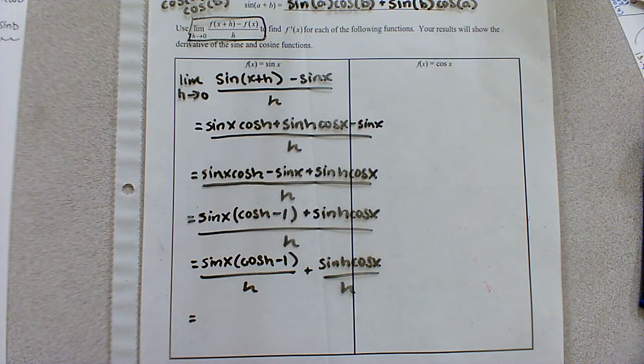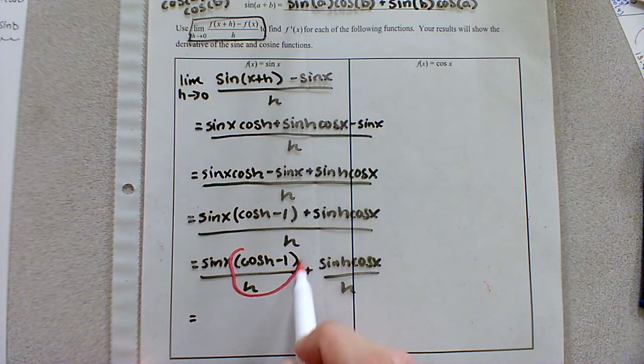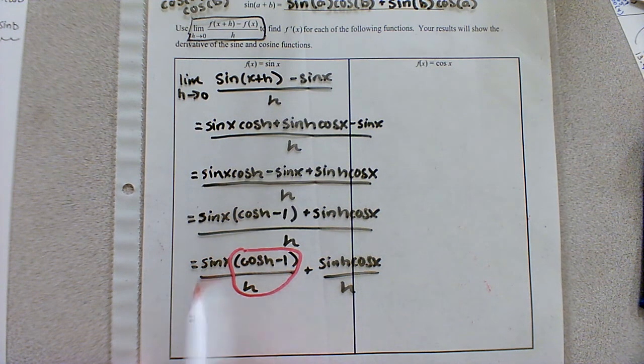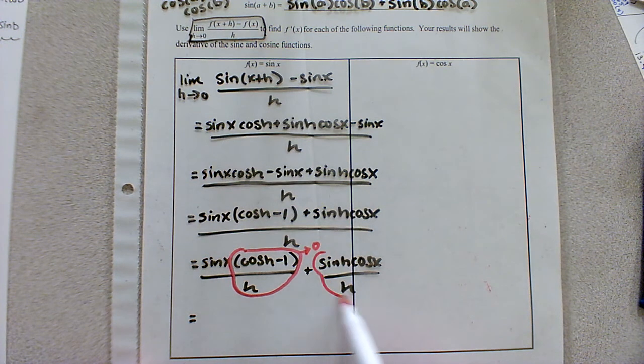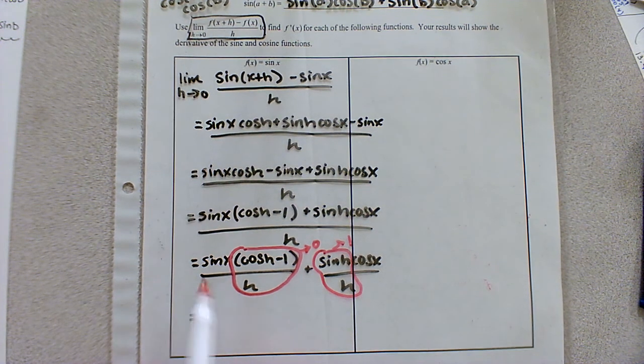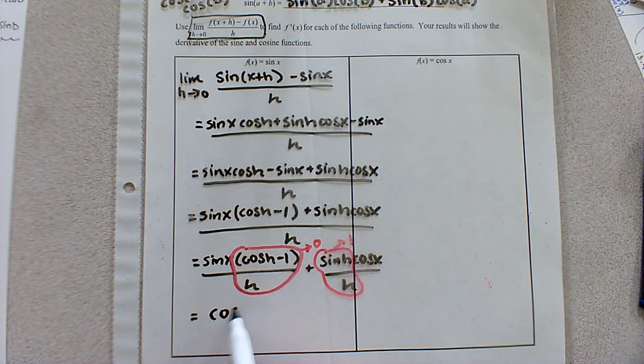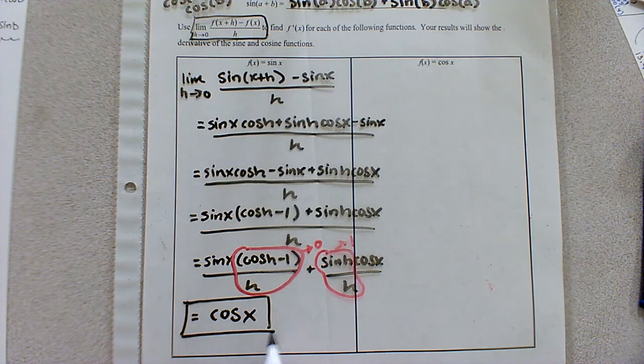h value, we can use some of those trig limits that we had in the last unit. 1 minus cosine of h, or if you were to flip it, simply take out a negative, that's going towards 0. And notice how sine of h over h would be going towards 1. So if we're left with sine of x times 0, that's technically going away. And in the next term, we'd have 1 times cosine, which is simply cosine. So notice how in the end, the derivative of sine is actually cosine.